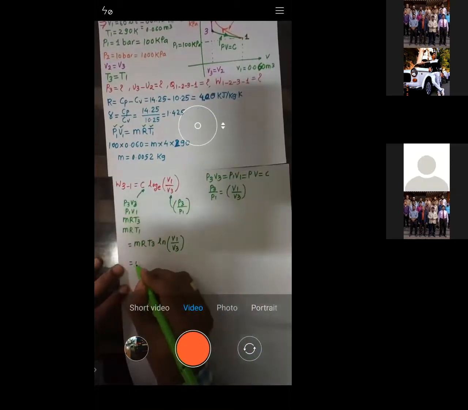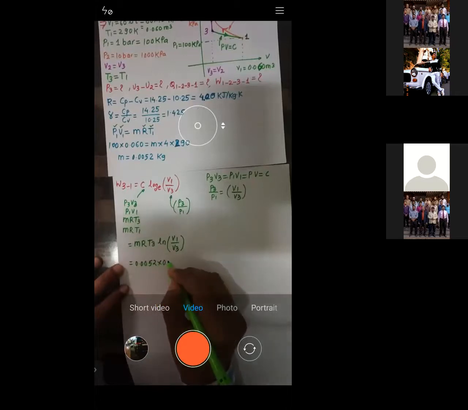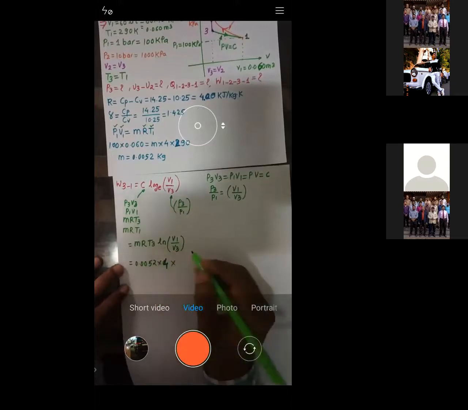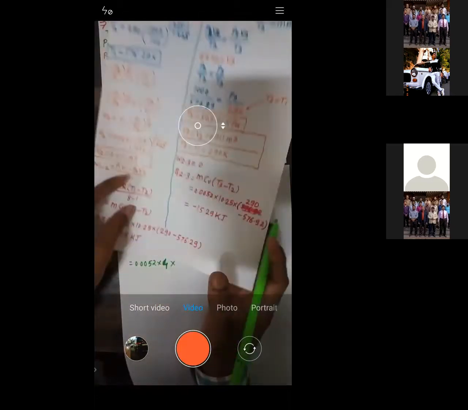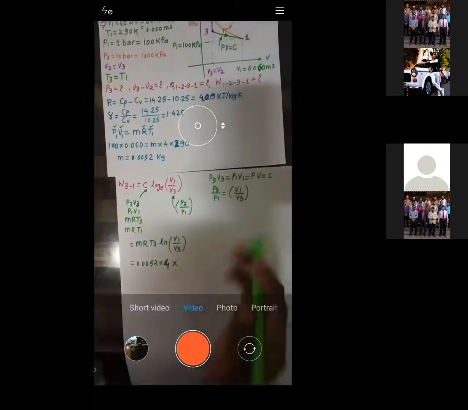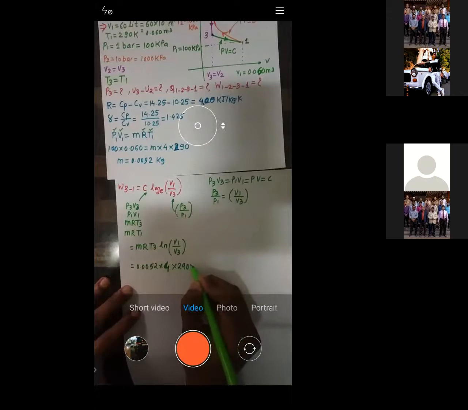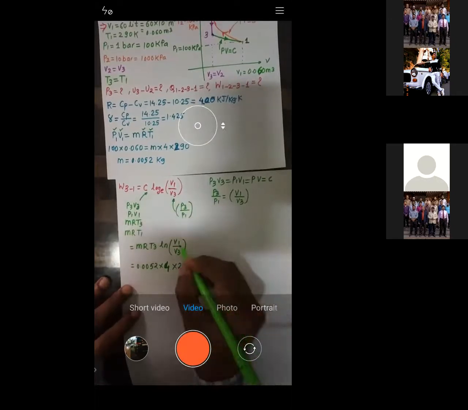Mass is 0.0052. R is the value we calculated as 4. R is 4 into T3 into T3. T3 is the same as T1. You can check it. T3 is same as T1, which is 290, into ln of V1 by V3.